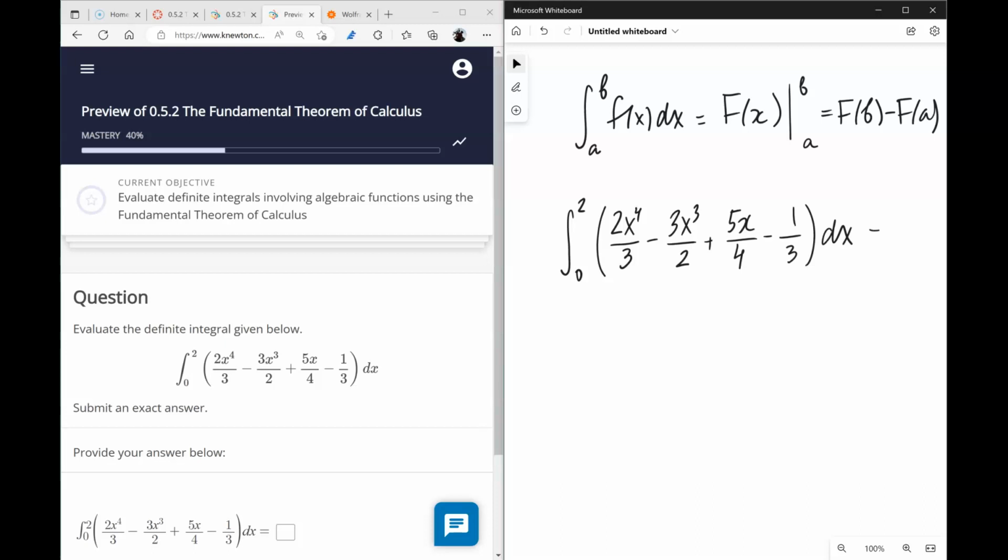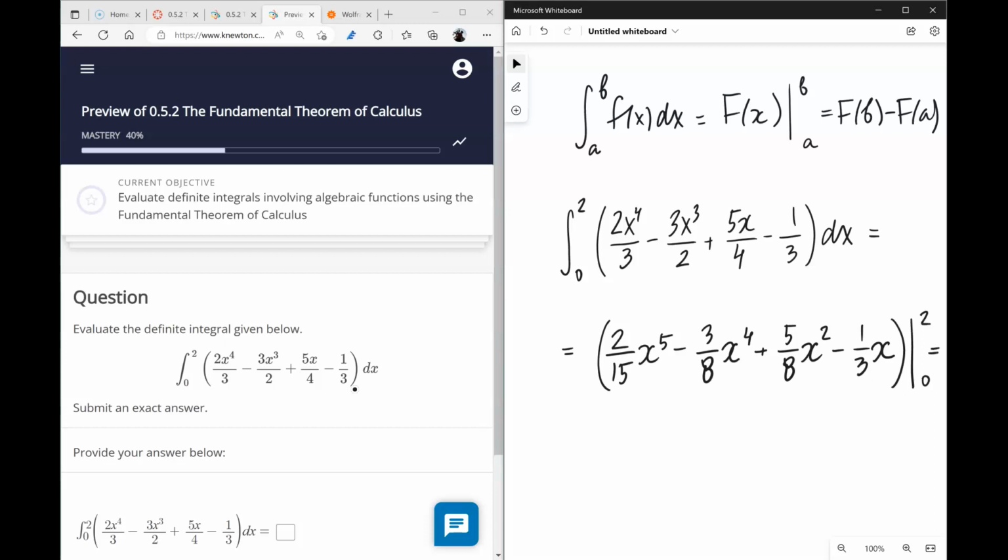So the first step is to find the antiderivative. So the antiderivative in this case is going to be 2 over 15 x to the 5 minus 3 over 8 x to the 4 plus 5 over 8 x squared minus 1/3 x. And now we're going to plug in 0 and 2. And first we're going to plug in 2. So 2 15ths times 2 to the 5 minus 3 8ths times 2 to the 4 plus 5 8ths times 2 squared minus 1/3 times 2.